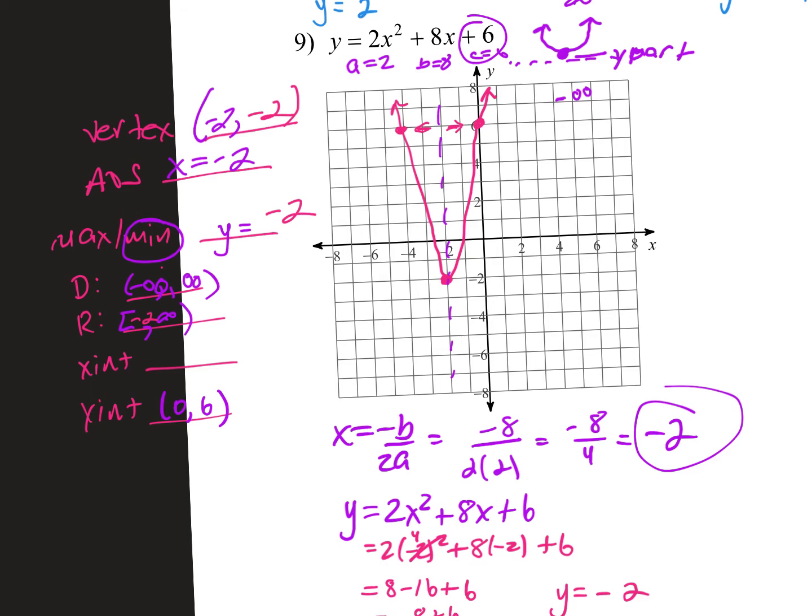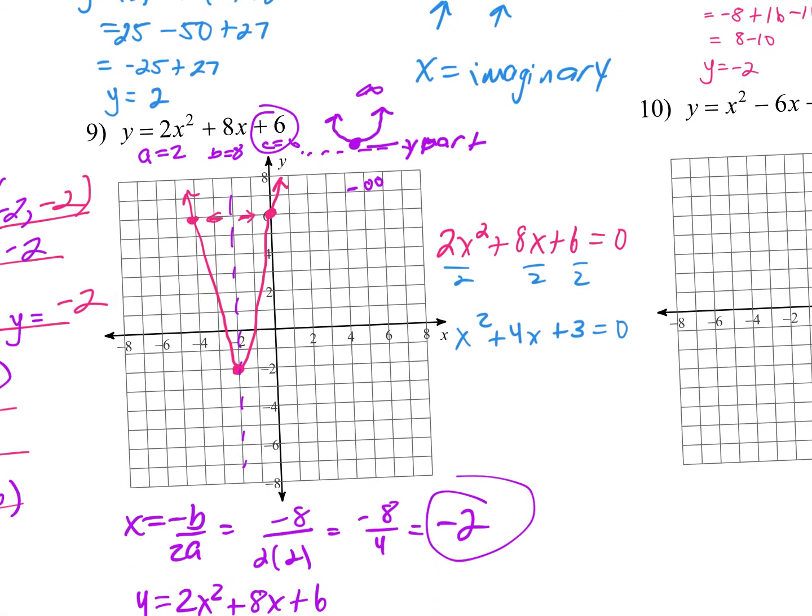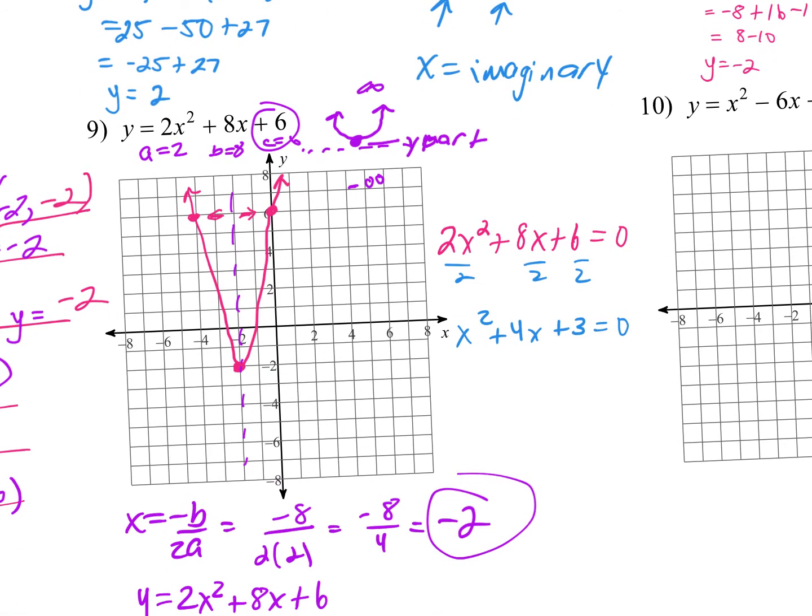So algebraically, let's work this out. I have 2x squared plus 8x plus 6 equals 0. If we find the x-intercepts, we're factoring. So if I were to factor this, guys, what's the first thing you should do? You should take the 2 out. Good, Julian. So if I take that 2 out of everything, I have x squared plus 4x plus 3 equals 0. Can I factor this nice and pretty?